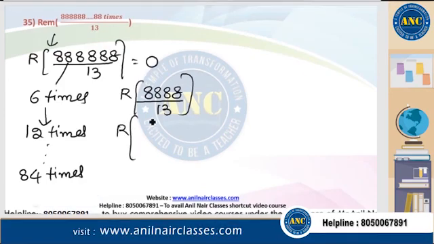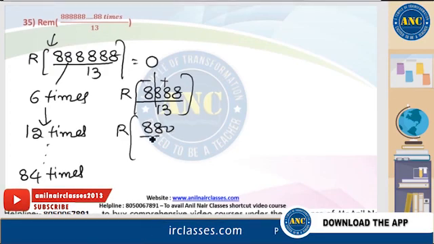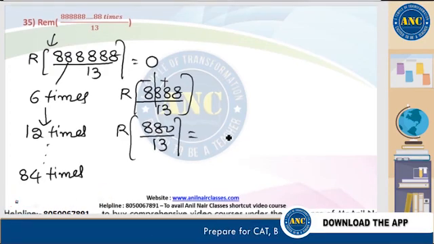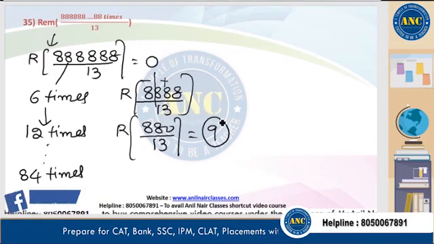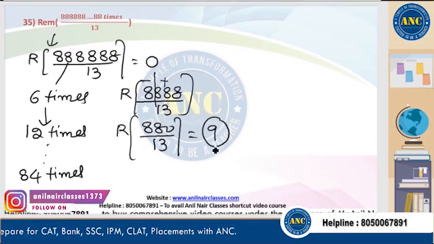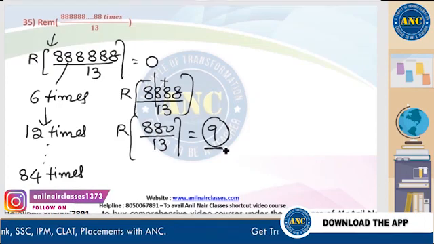Take a group of 3 digits. Alternatively plus minus. 880 divided by 13. 13 6s are 78, 100. 13 7s are 91. What is the answer? 9. I hope the idea is clear.